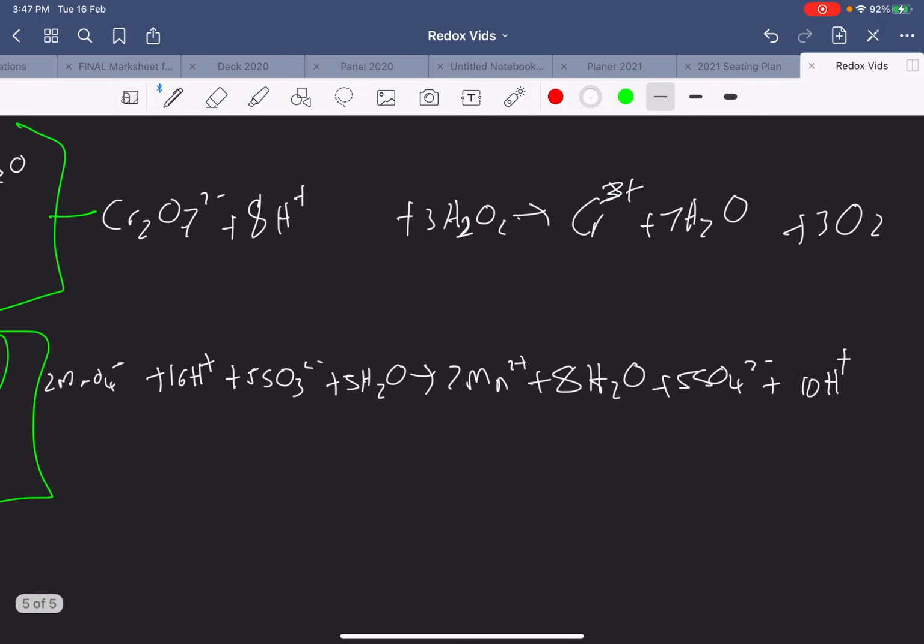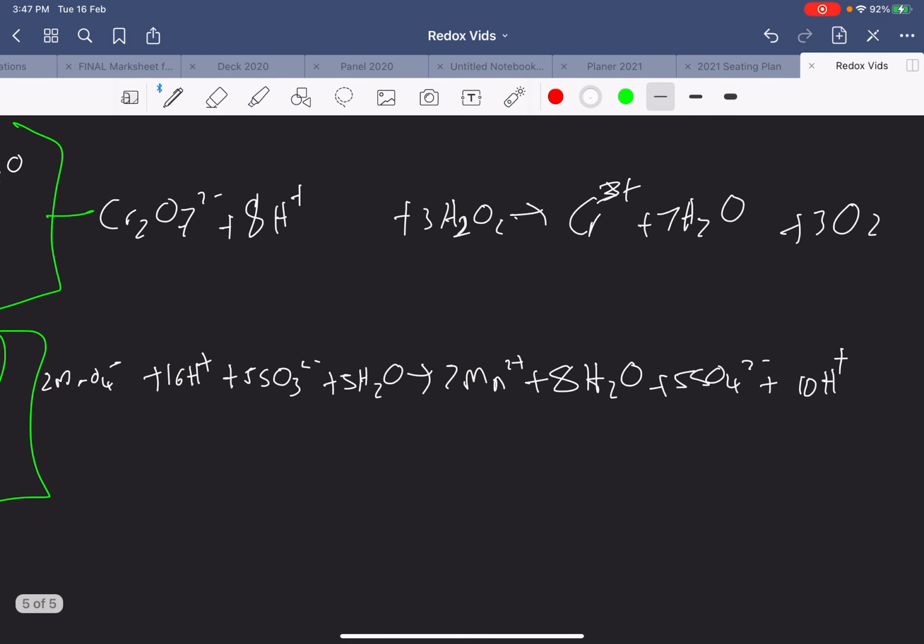Now I need to go through and cancel out anything on both sides. So I'm going to actually cross these out so you can see it. Okay, and that's going to now become 6H plus. I'm also going to cross out my waters, 5 and 5, and this is going to become 3H2O.